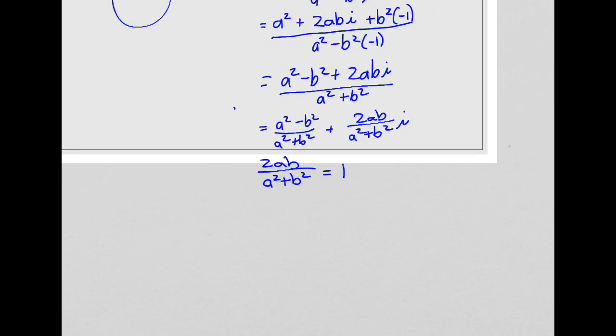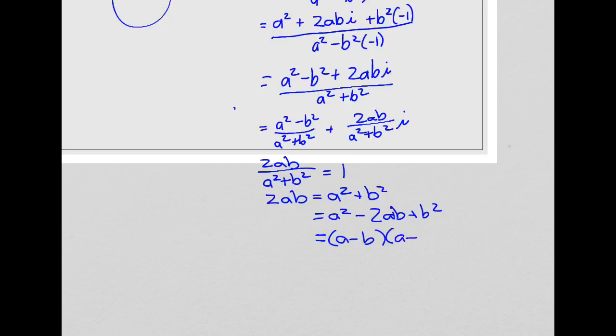And from this, I can multiply with the a squared plus b squared. I take the 2ab to the other side and factorize. Now I get (a minus b) squared equals 0, and from this it is clear that a is equal to b.